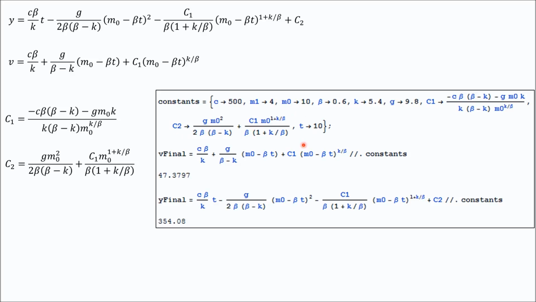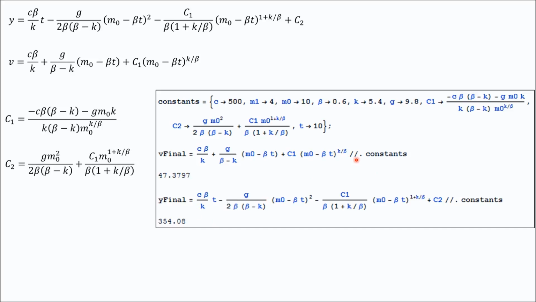And we just plug in the burnout time. This is tau. Tau we said was 10. The rocket finishes burning its fuel after 10 seconds. So we just let t equal 10. And when we plug all of these constants into these expressions, which are just this and this, we get the final velocity, 47 meters per second, and the final y value, which is 354 meters.